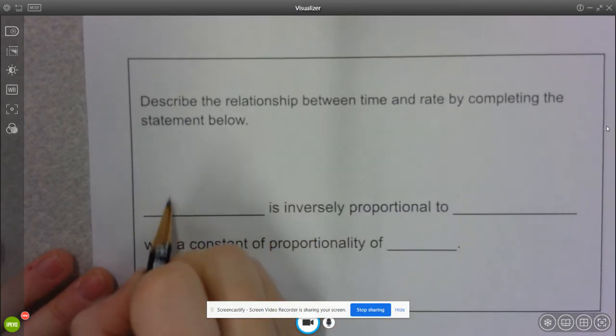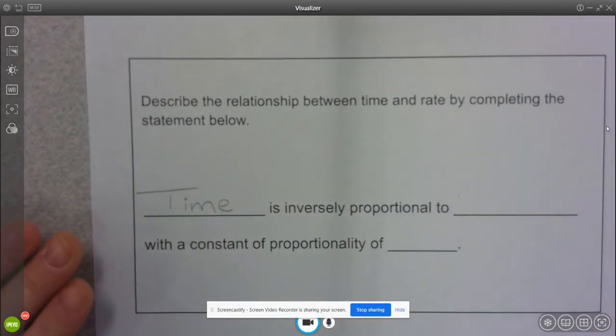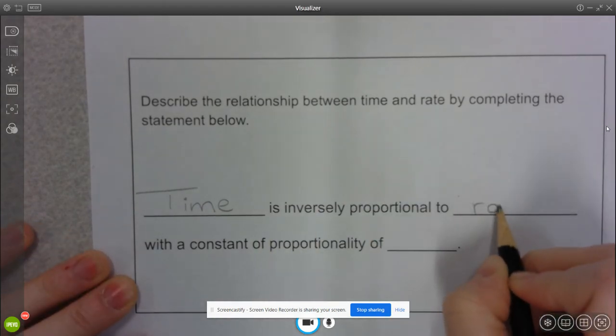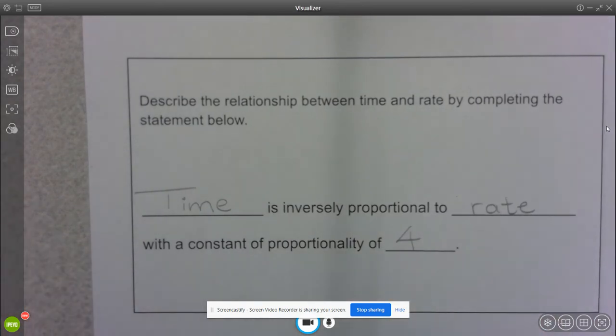So here I know that time in my download situation was inversely proportional to the rate, and that constant of proportionality was 4.